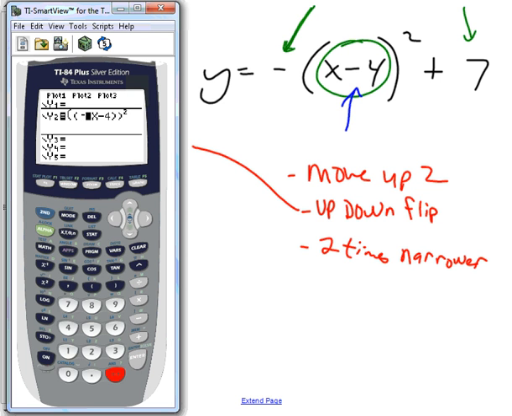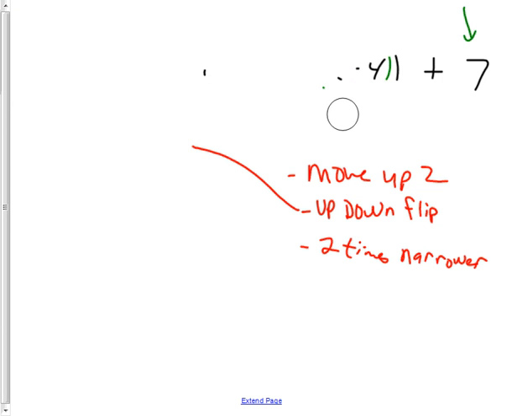Make your parabola move up 2, up, down, flip, and 2 times narrower from the parent.